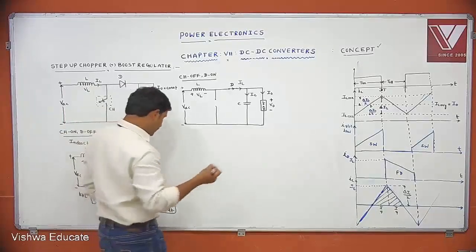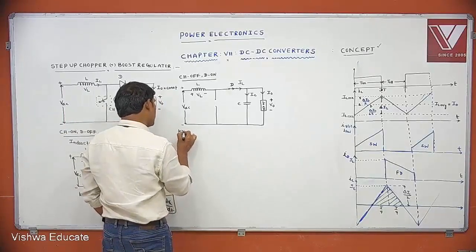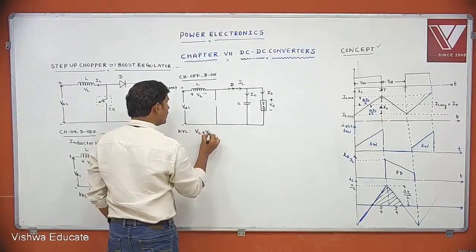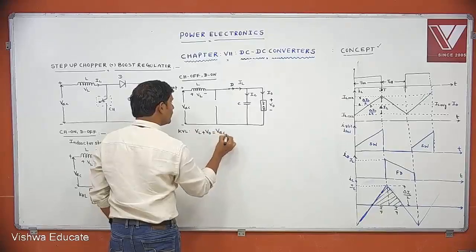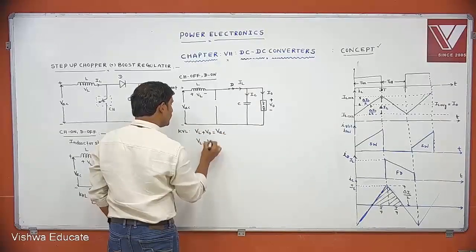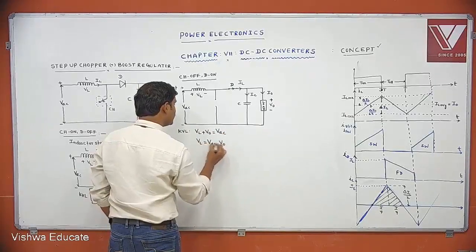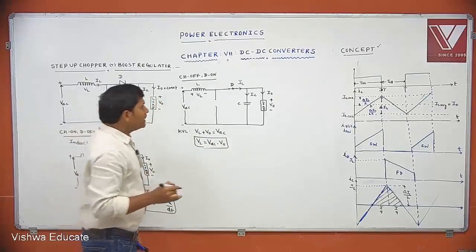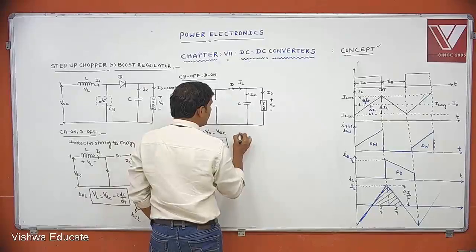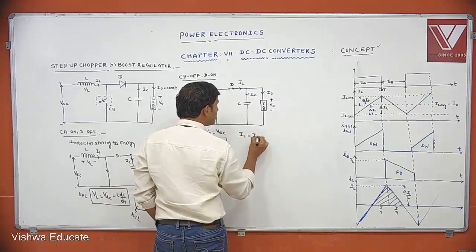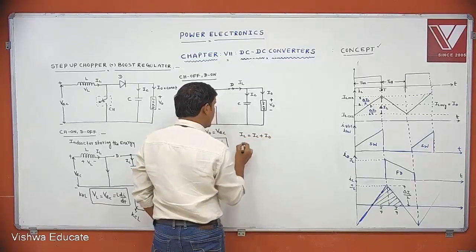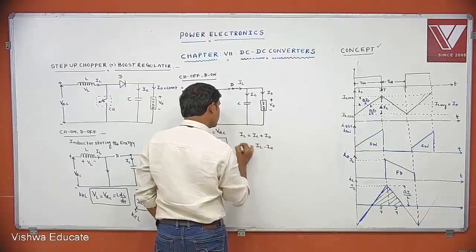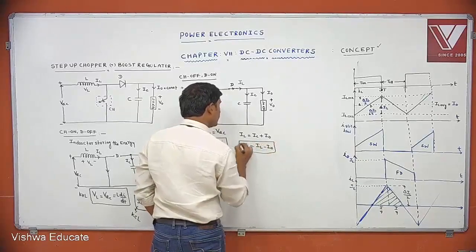Then according to KVL, you tell me. According to KVL, VL plus V naught equal to VDC. What is VL equal to? VDC minus V naught. According to KCL, you tell me. IL equal to IC plus I naught. What is IC equal to? IL minus I naught. This is KCL.